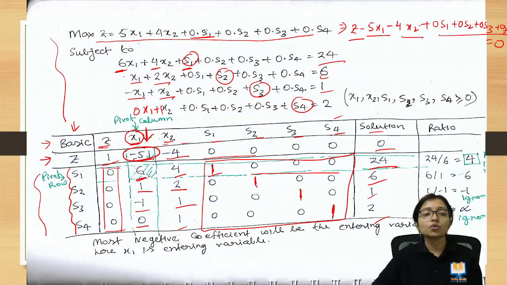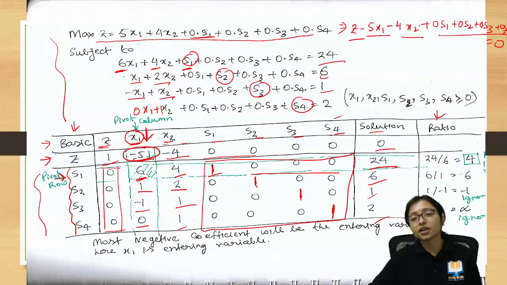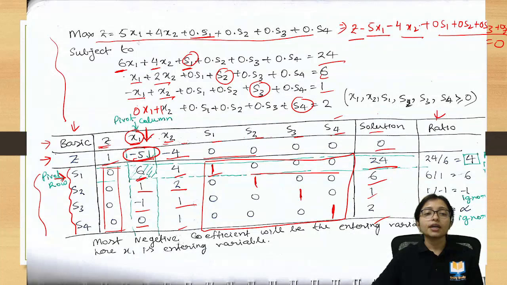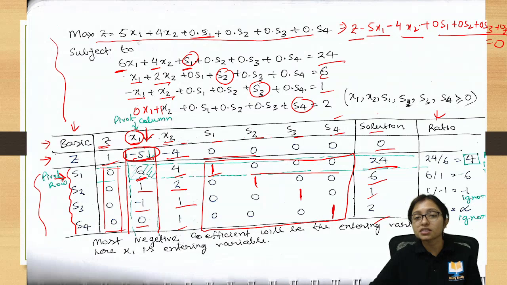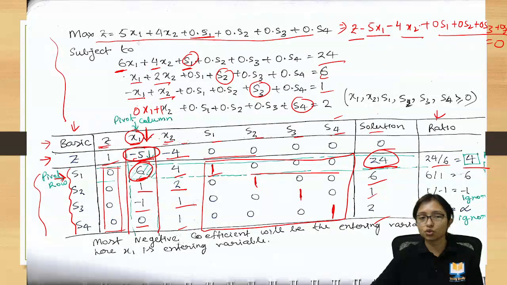That is, I have to find out a row. How to find out the row? From the ratio. Here we will do the ratio. How to do the ratio? Here I got the pivot column. From the pivot column I will see, okay, this 24 divided by 6, that is I am getting here 4. This 6 divided by 1, that is I will get here 6.